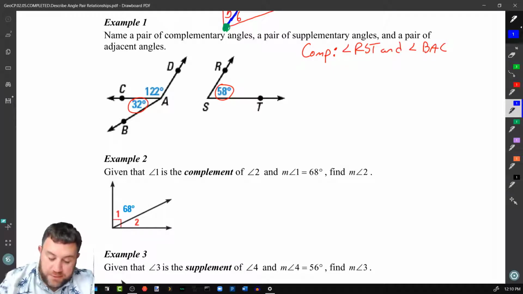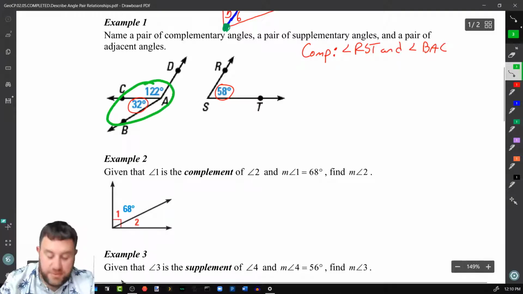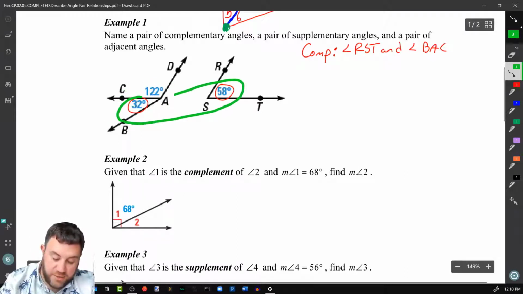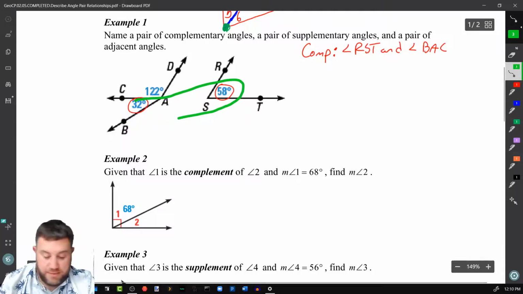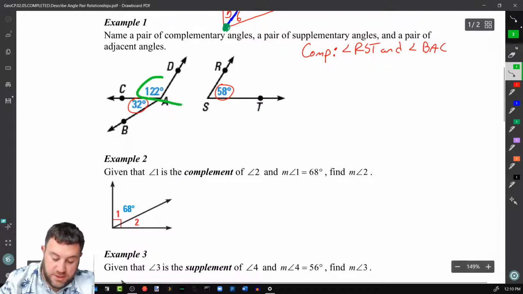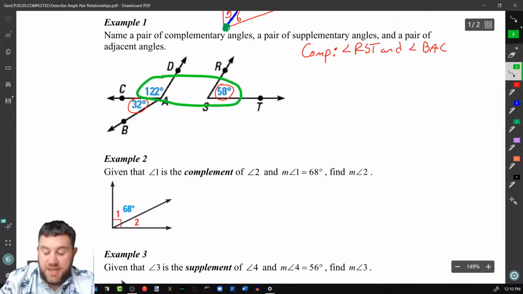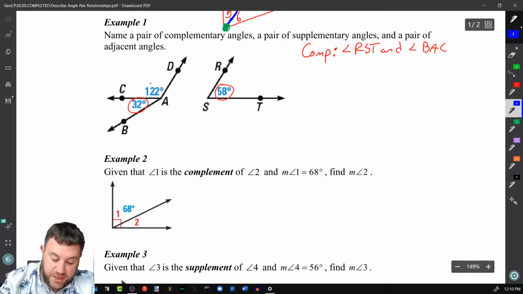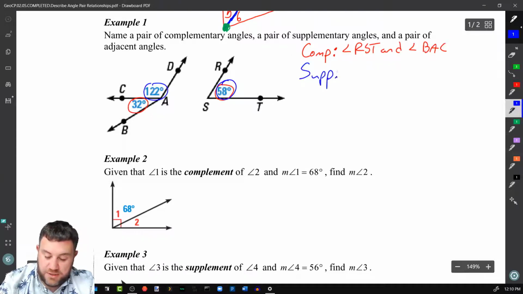Now for supplementary, if we took these two angles and added them together, that would give us 154. That's not good enough. That's not 180. We know these two add up to 90, so they can't be supplementary. If we did 122 plus 58 though, that would give us 180 degrees. So we know these two angles are supplementary.